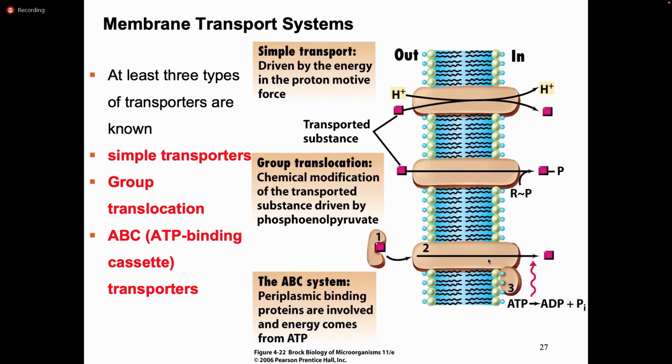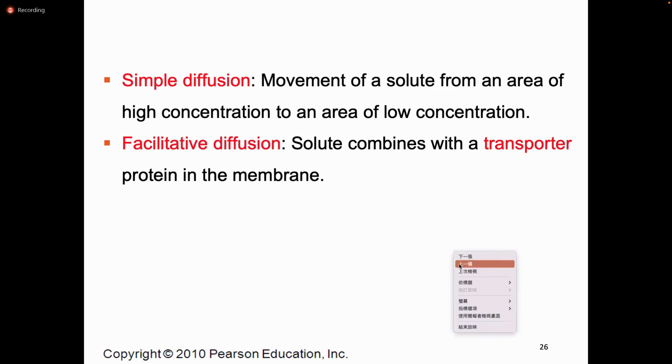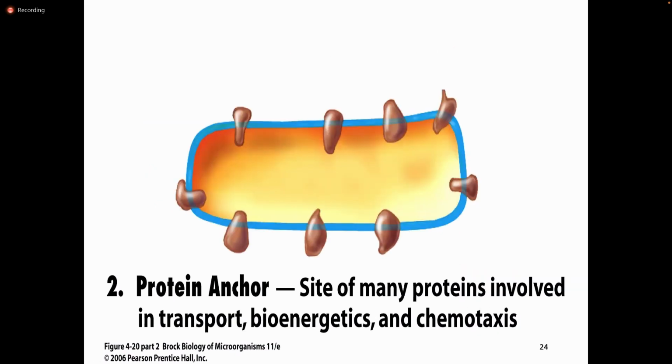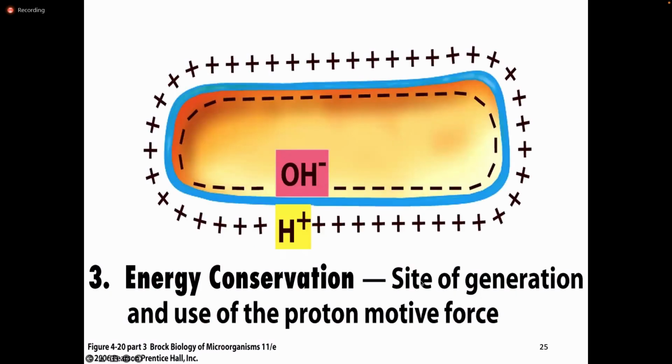Okay, let's go back to another function. A protein anchor was explained, and then there is energy conservation. This is also important because cells need to have an energy store. This energy store is in the form of proton potential, the proton motive force.